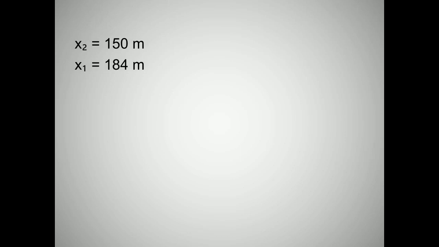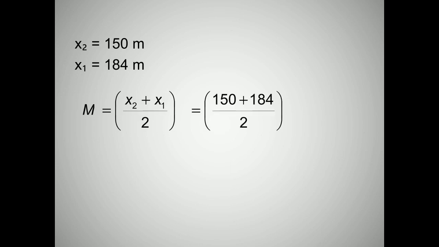x sub 2 will be 150 meters, and x sub 1 will be 184 meters. We will use the formula x sub 2 plus x sub 1 over 2. It will be 150 plus 184 over 2 is equal to 334 over 2. So the answer will be 167.